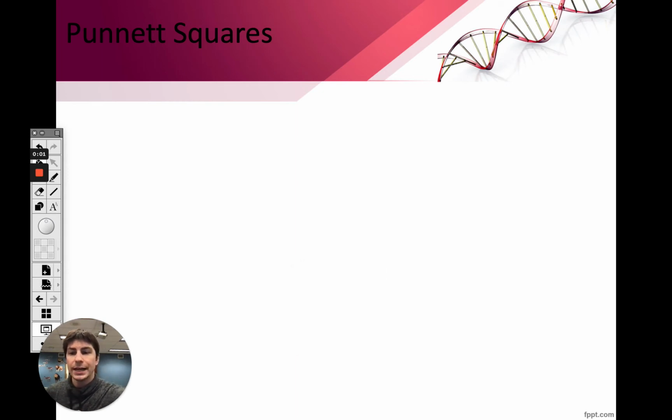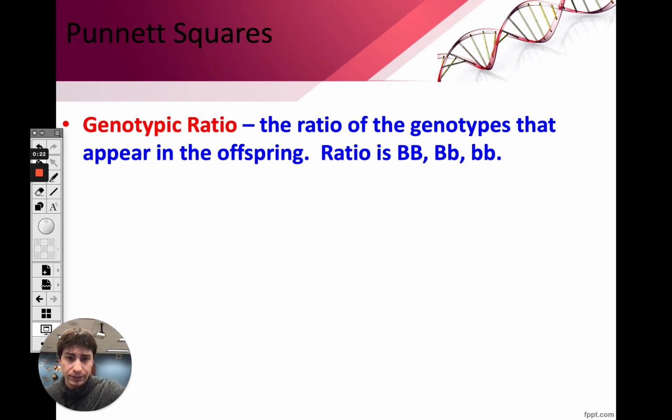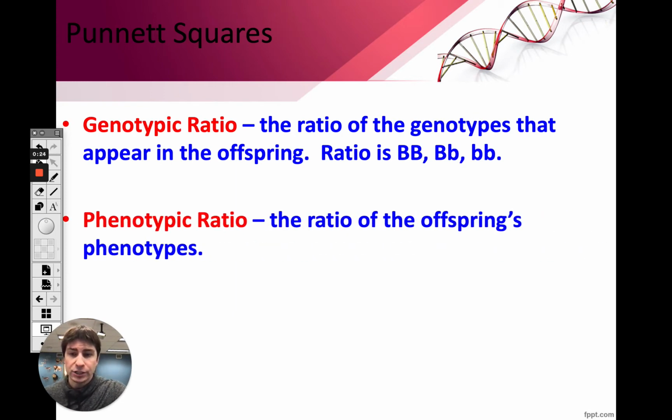Okay, so last time we stopped with going over our complete dominance and we started to do some Punnett squares. So this time I'm going to show you how we can go deeper into our Punnett squares and actually solve problems that might extend more than just making a Punnett square. So two different types of ratios here. We have genotypic and phenotypic.